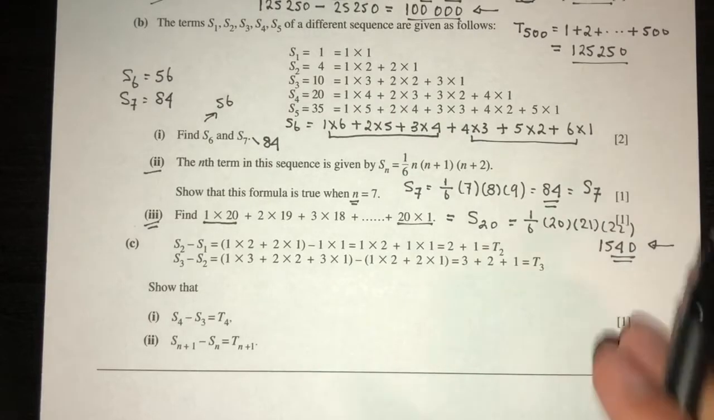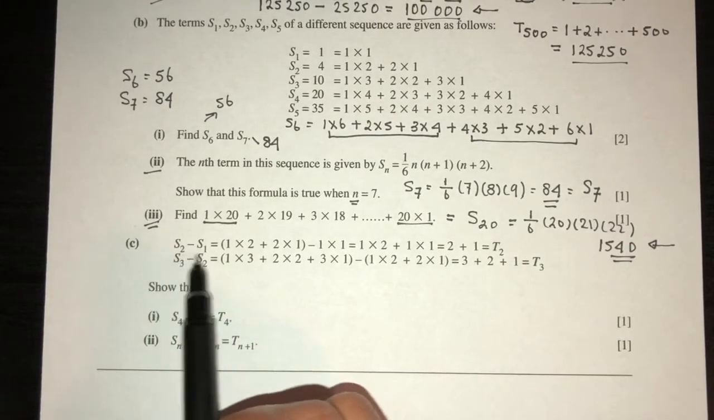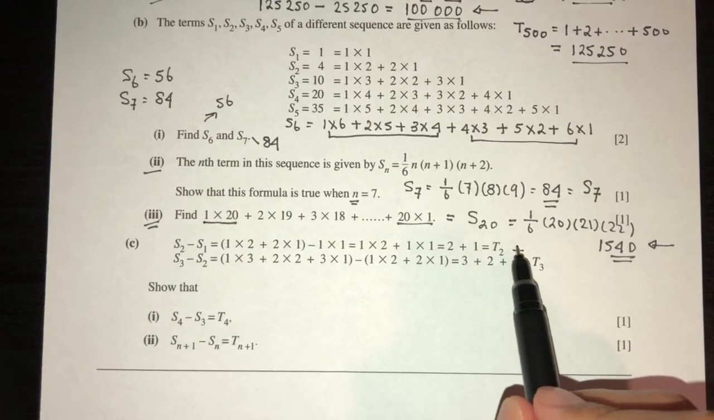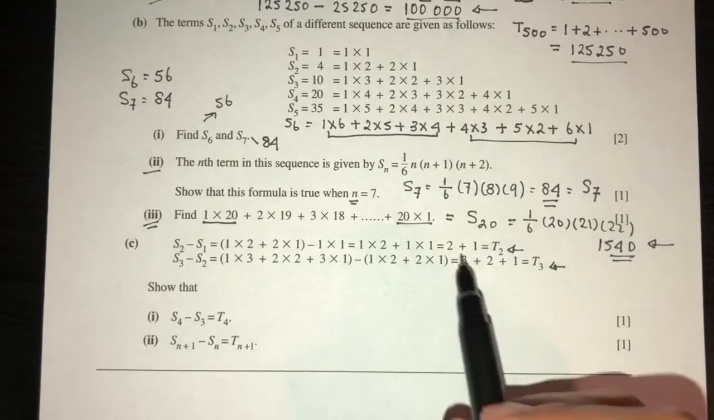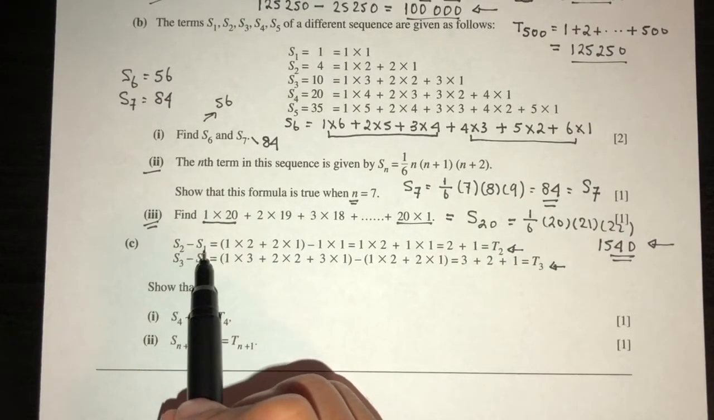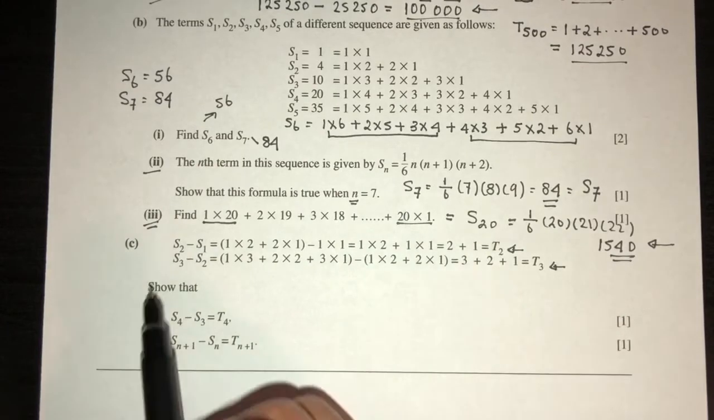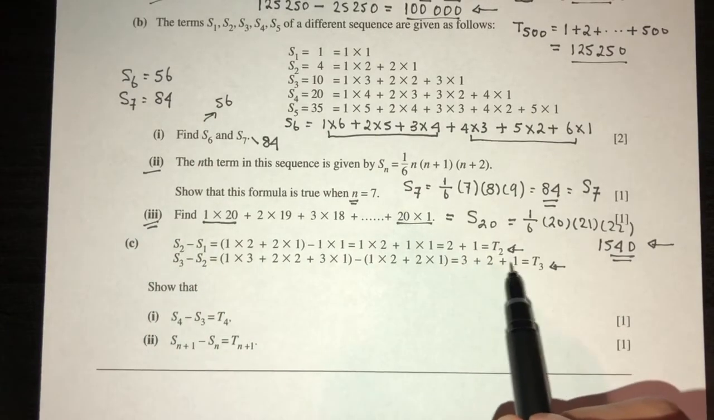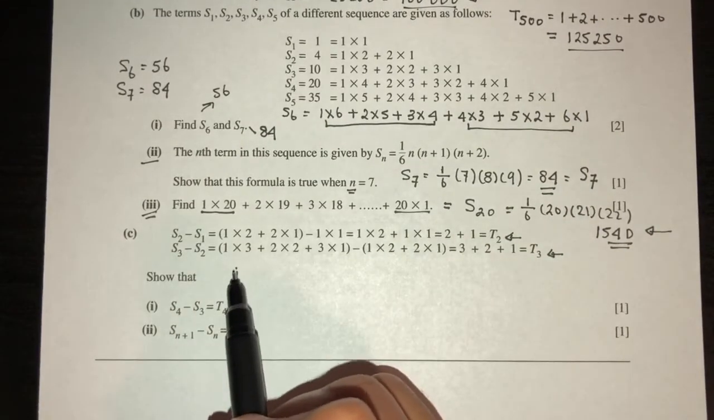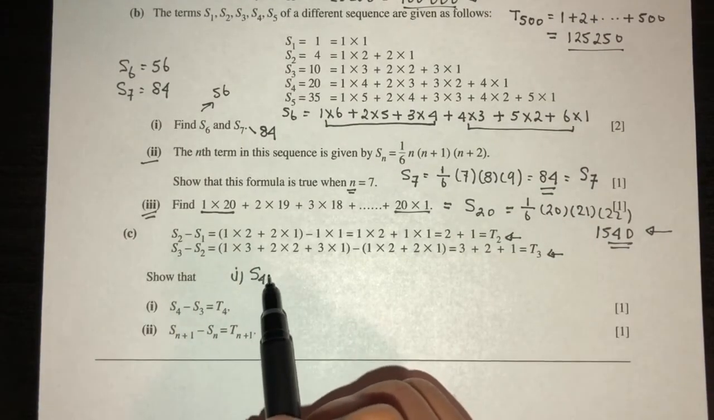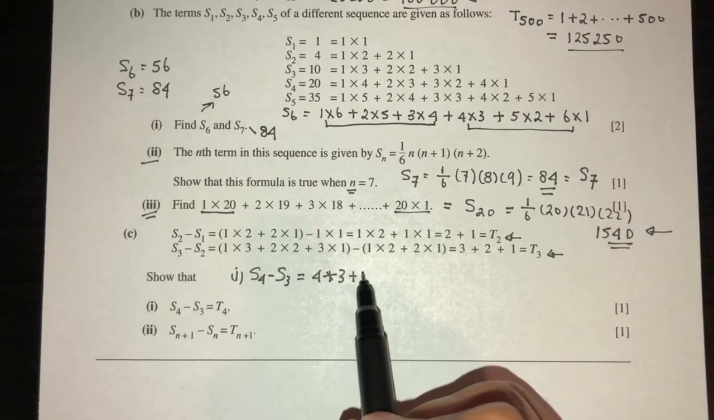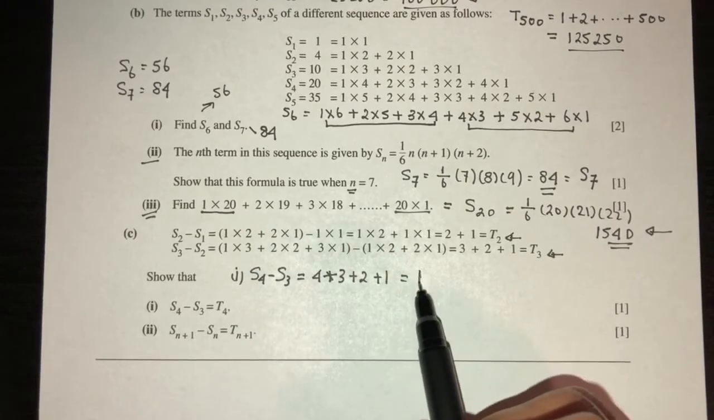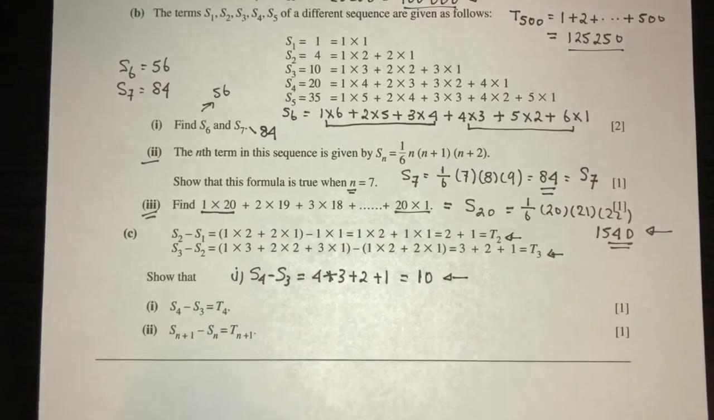Now for part C, we have this given to us, S2 minus S1 equal to T2, S3 minus S2 equal to T3. If you see the results here, S2 minus S1, you get 2 plus 1. S3 minus S2, you get 3 plus 2 plus 1. Now, the first one, by deduction, you can say S4 minus S3, you get 4 plus 3 plus 2 plus 1. That will be 10. That will be your first value. Or you can just expand the same way. You will find the answer as well.